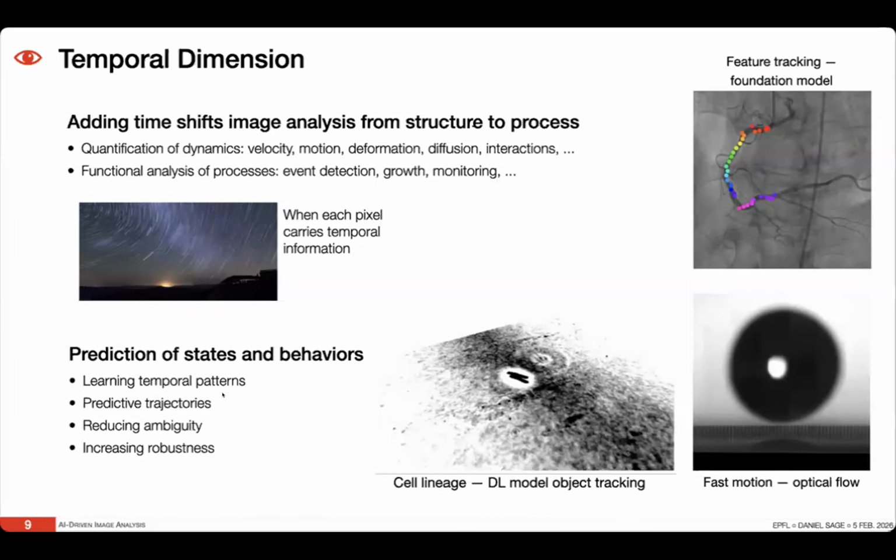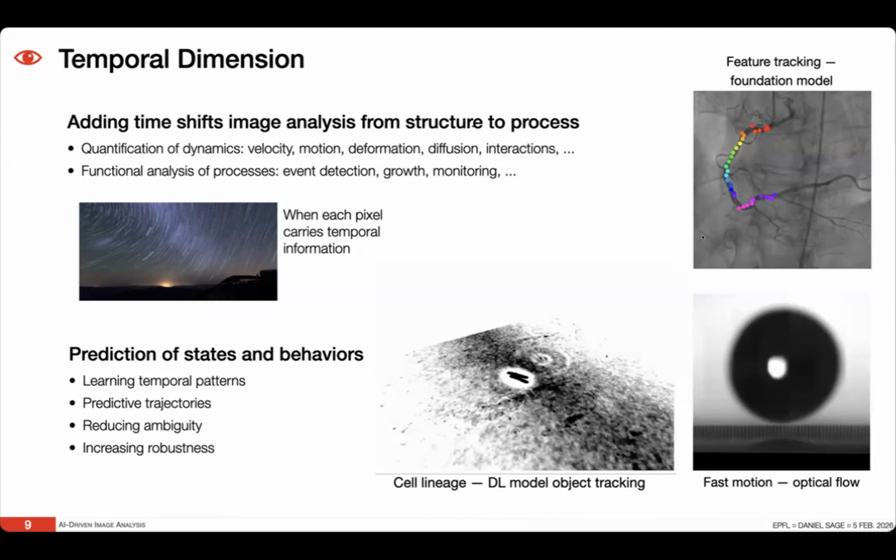And obviously, with this time dimension, there are also opportunities to create very good image analysis systems using AI by learning temporal patterns, predicting trajectories, and also reducing ambiguities. Because when you have several images of the object, you can guess better. Maybe there is some occlusion at some point, so you can guess where the object is. And obviously, you also increase the robustness by having more information. So that's also a new way to see the data.